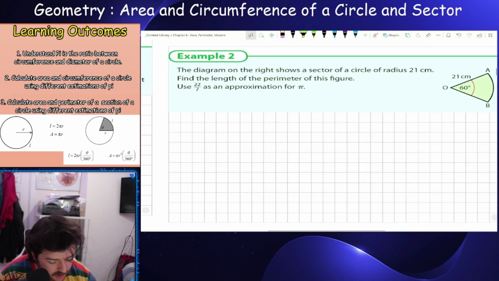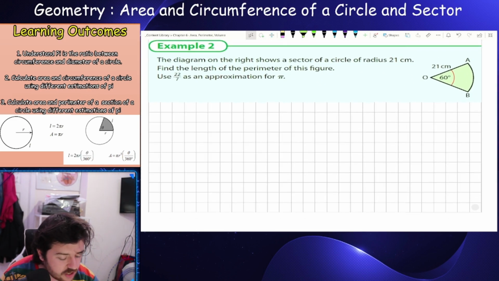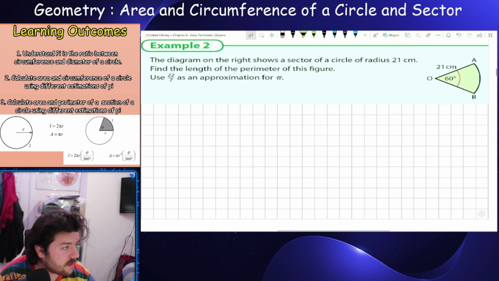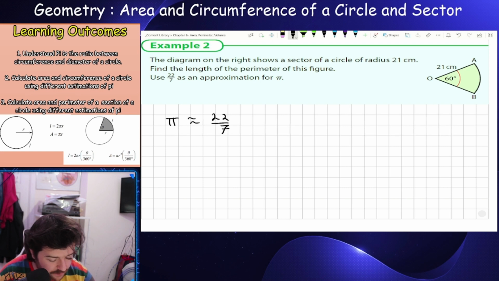The diagram on the right shows the sector of a circle of radius 21 centimeters. Find the length of the perimeter of this figure. Use 22/7 as an approximation for pi. So pi is going to be equal to 22/7. My radius from this question is 21 centimeters. The degree, or theta, I'm working with is 60 degrees.